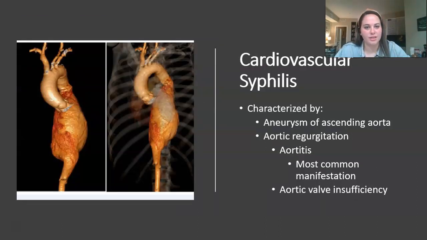So cardiovascular syphilis is characterized by aneurysm of the ascending aorta, aortic regurgitation. Aortitis is the most common manifestation, and aortic valve insufficiency. And in this image is an example of a large aneurysm involving the distal descending aorta.